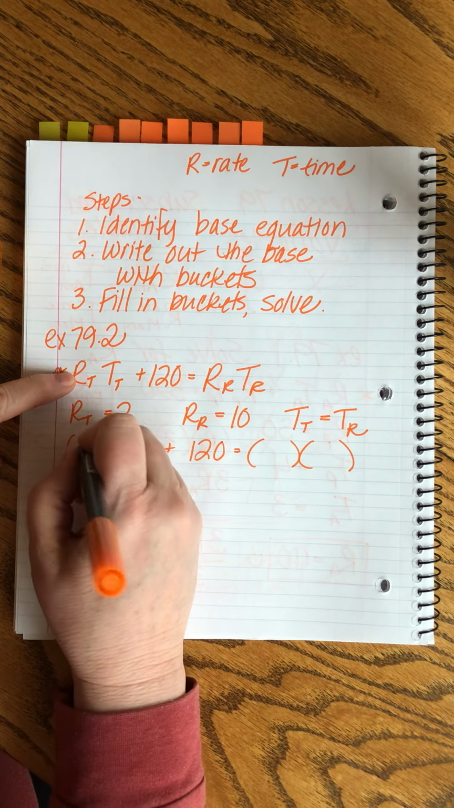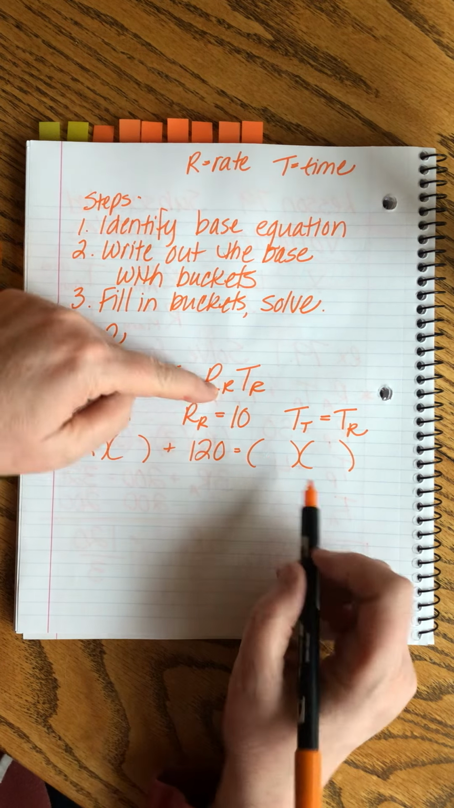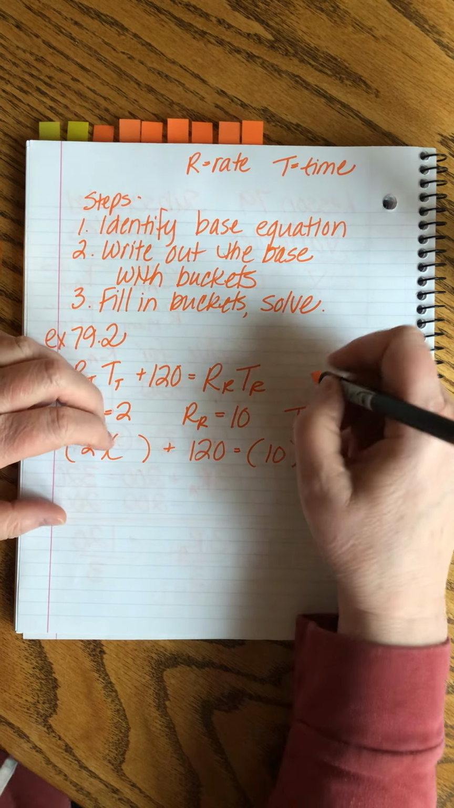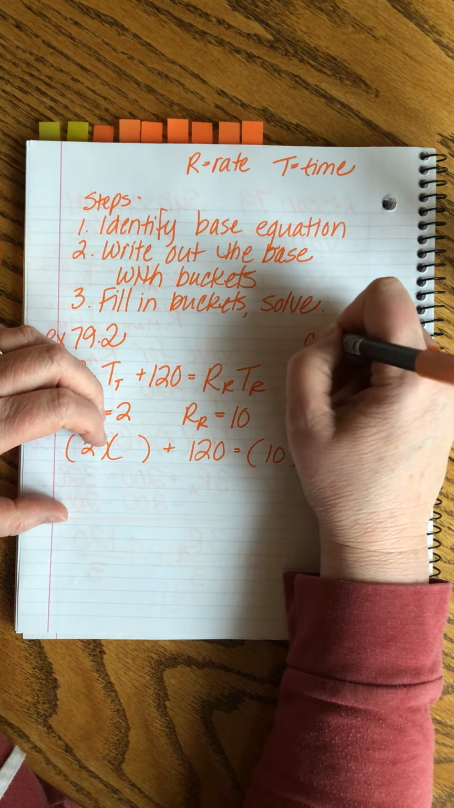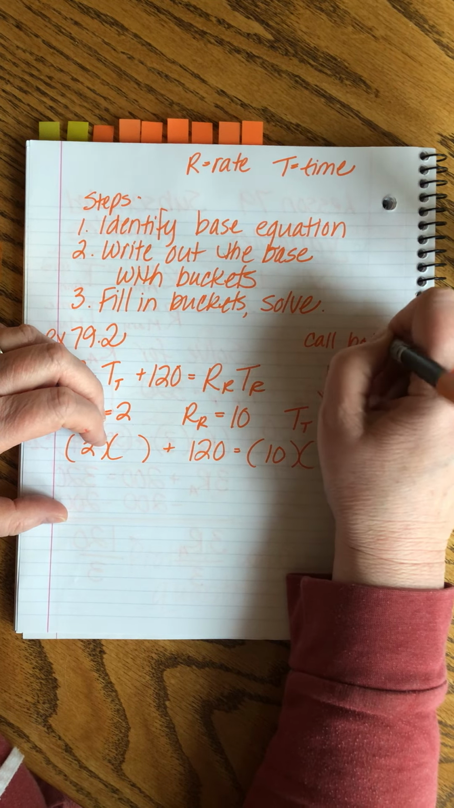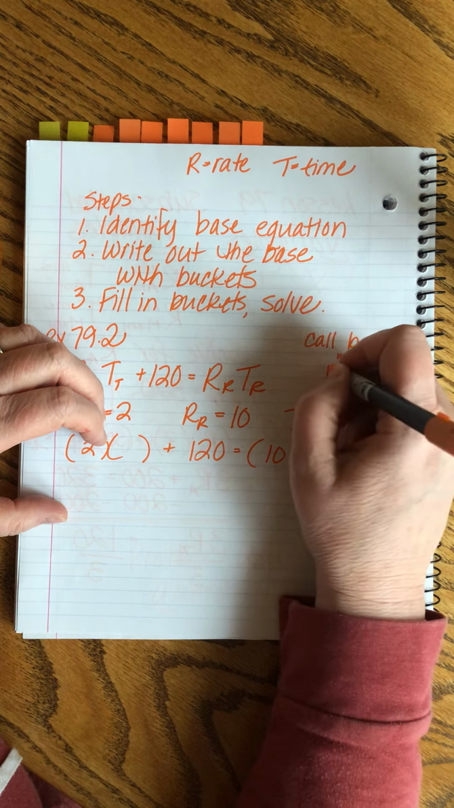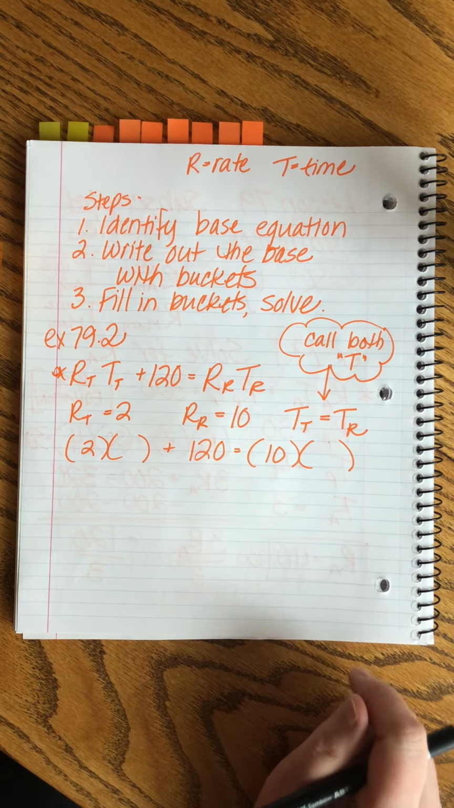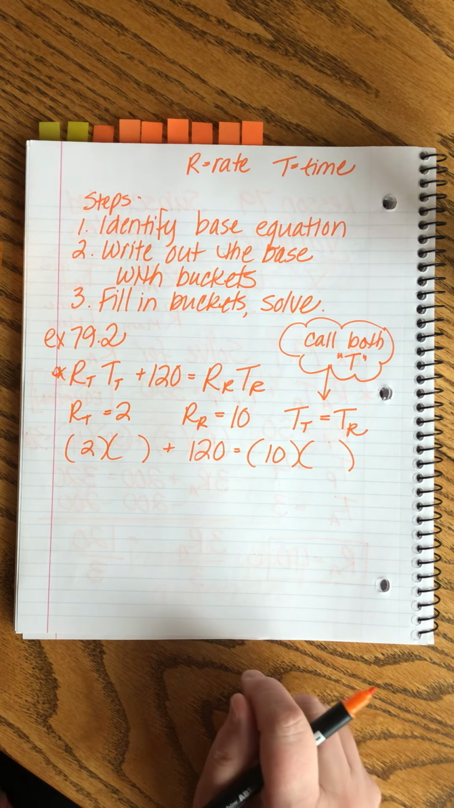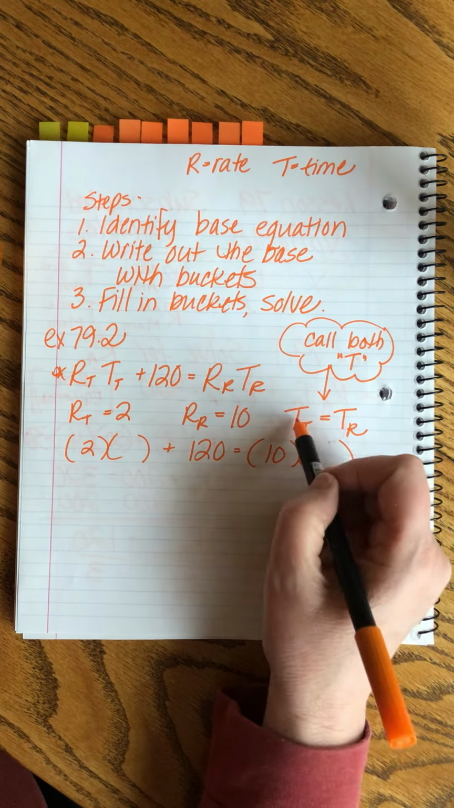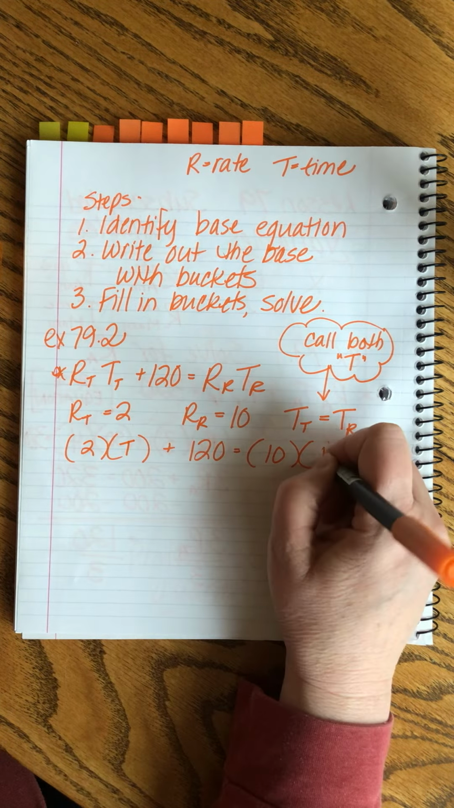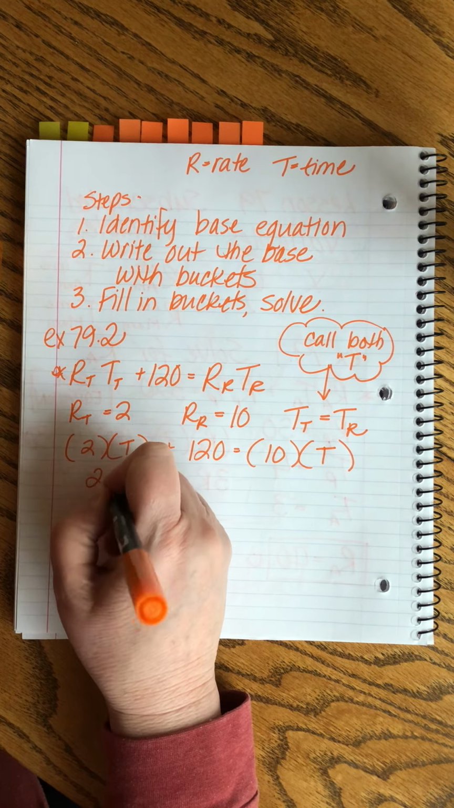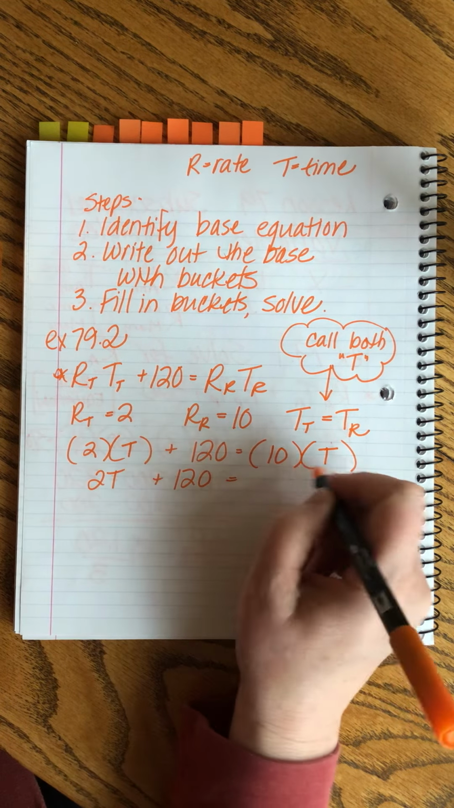Our T equals 2, that goes here. Our R equals 10, that goes down here. TT equals TR. Because they're the same, we're going to call both just plain T. This is the time. It's a fairly common thing that in a problem we'll be told that the times are the same. So we can just plug it in with a plain t. That makes it a lot easier. All right, so now we get 2t plus 120 equals 10t.